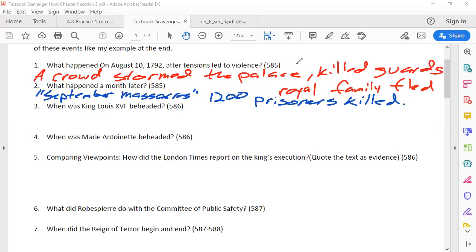These were people accused of political crimes. The next question is, when was King Louis XVI beheaded? I mean, we can see here, this thing went off the rails quickly, right? They went from having a society broken into 3 social classes that each had different levels of privilege and responsibility, to now they're killing the king.